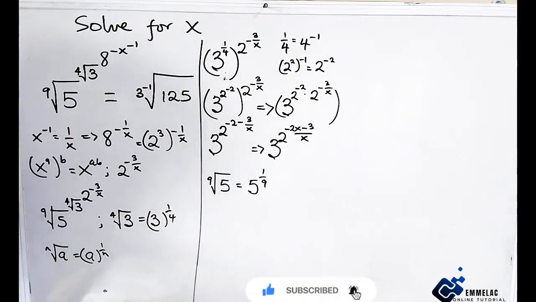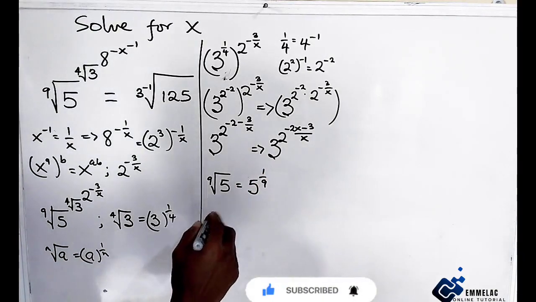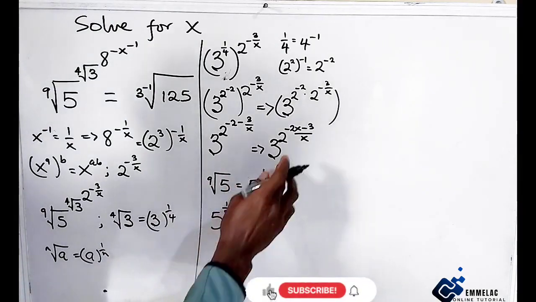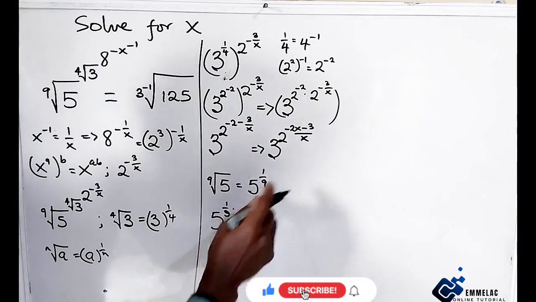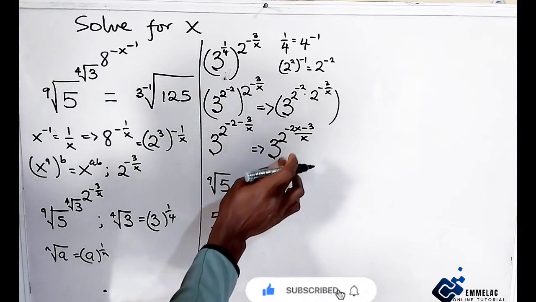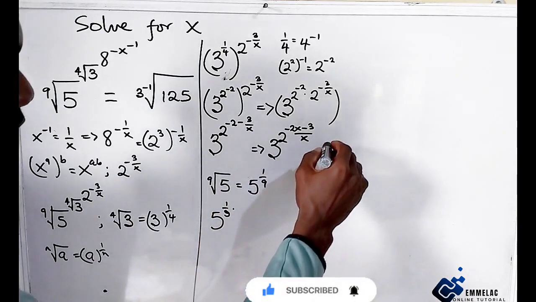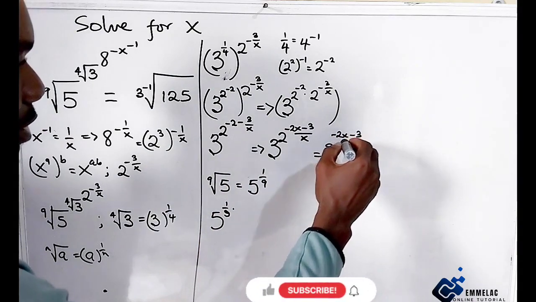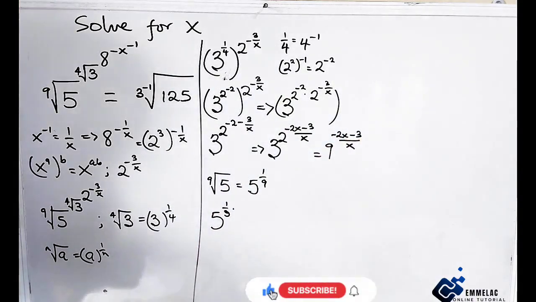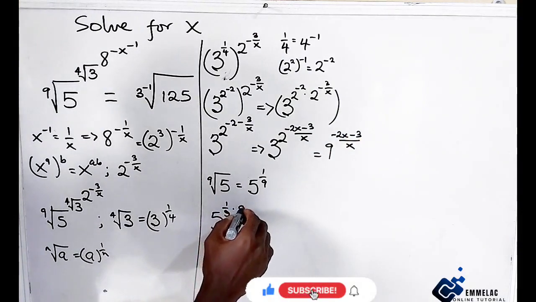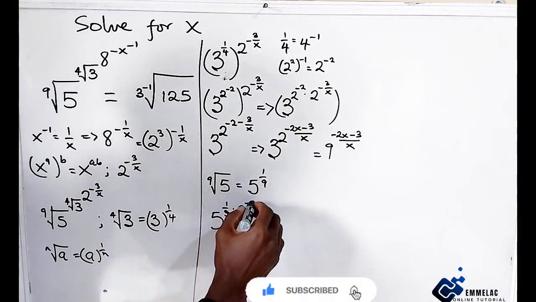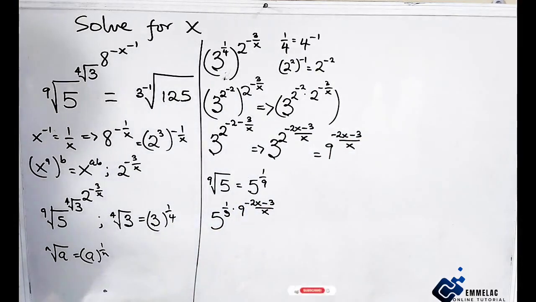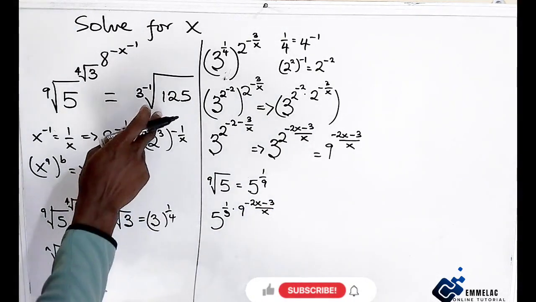So here you can now say this is 5 raised to the power 1 over 9, then times 3. We can now make this one 9. So this can be 9 raised to the power of minus 2x minus 3 over x. Right? Now you can probably bring in this.